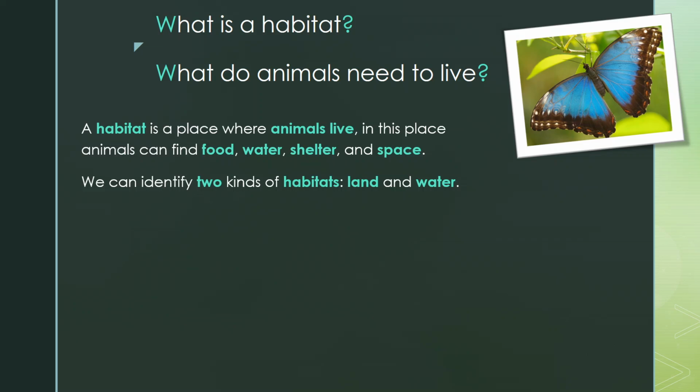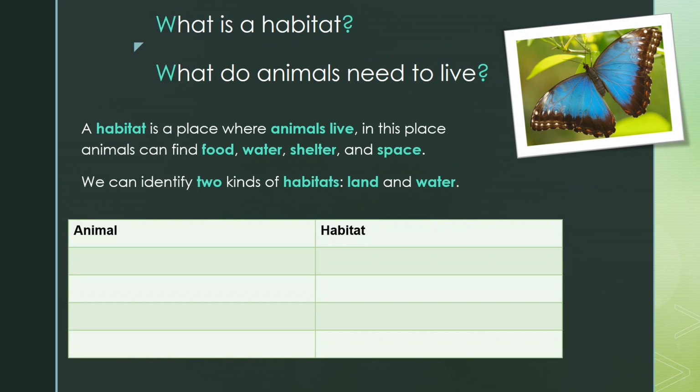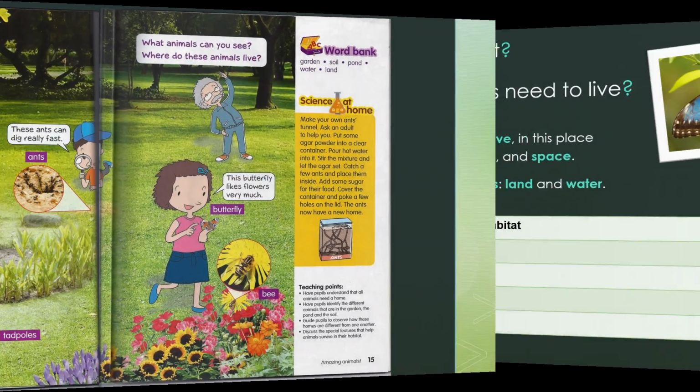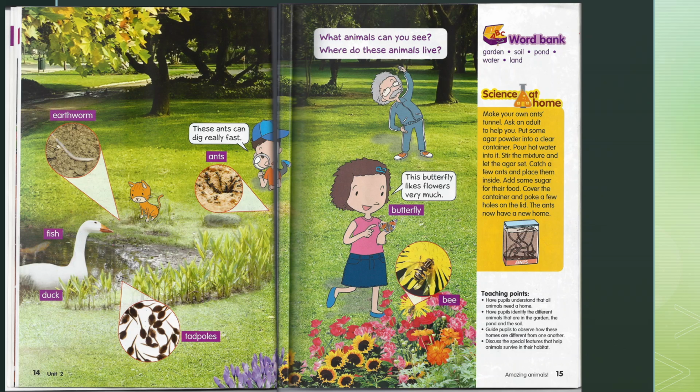Now, I'm going to ask you to think about four animals and four habitats. Take your time. Think about this. Okay? Now, let's go to our book again. Open your My Polls Are Here on page 14 and 15, please. What can you see in this picture? Can you describe it? You can pause the video so you can talk about it.